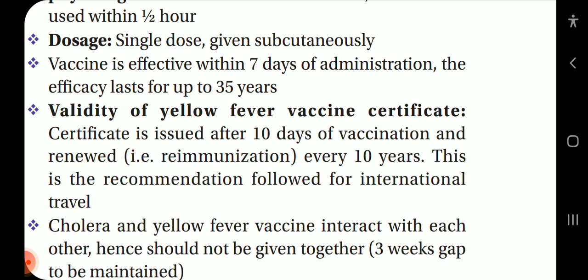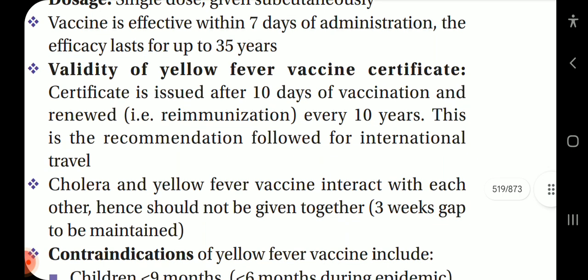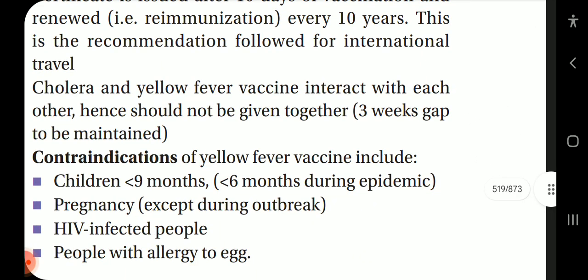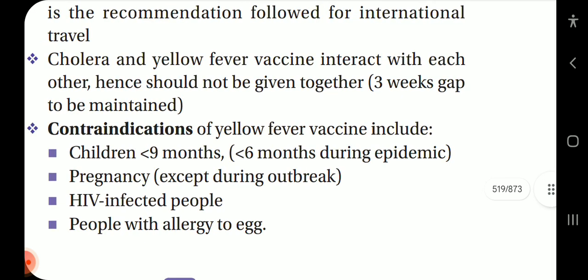Validity of yellow fever vaccine certificate. Certificate is issued after 10 days of vaccination and renewed, that is reimmunization every 10 years. This is the recommendation followed for international travel. Cholera and yellow fever vaccine interact with each other, hence should not be given together. A 3-week gap should be maintained.